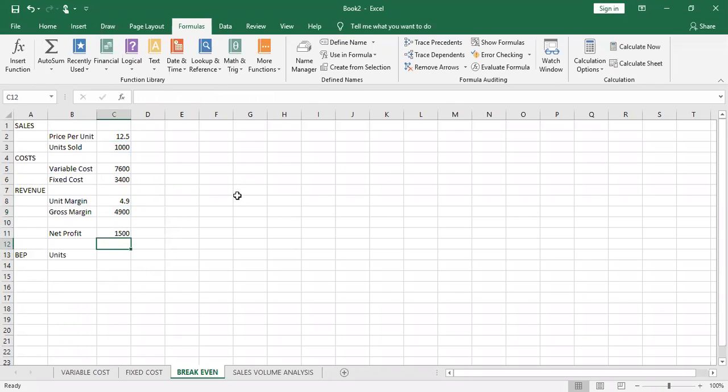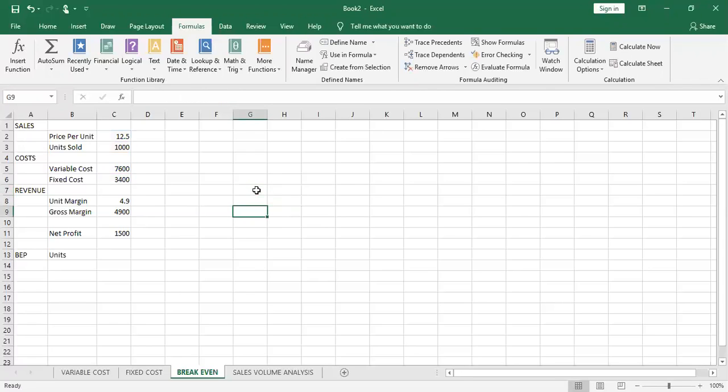Alternatively, net profit is the total revenue minus total cost. So how do we get the total revenue here? Total revenue will be the price per unit of 12.5 multiplied by the 1,000 units to be sold, and that gives us 12,500. And our total cost is the variable cost plus the fixed cost. That also gives us 11,000. And when you find the difference, it gives us 1,500 as the net profit. Okay, so that is our net profit.